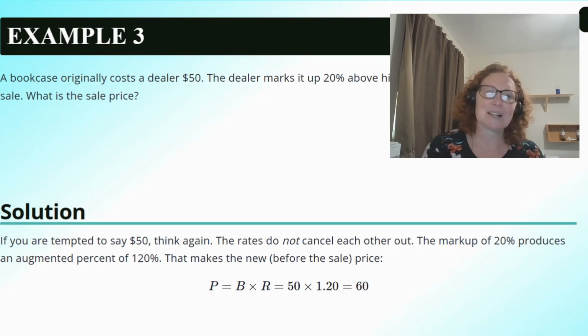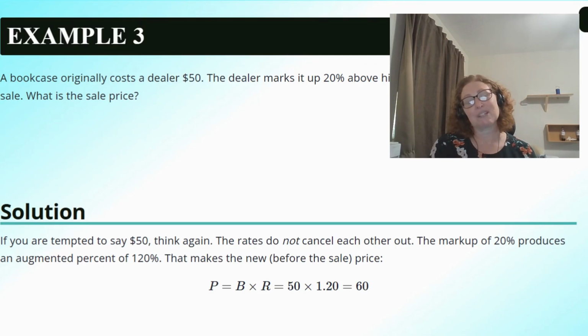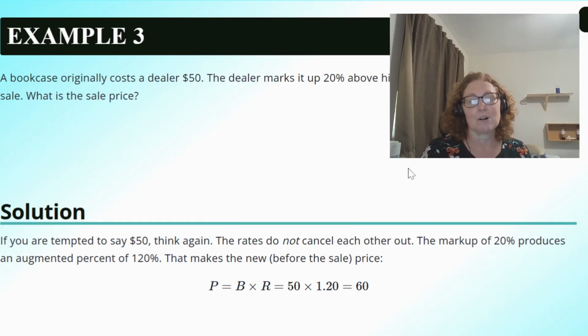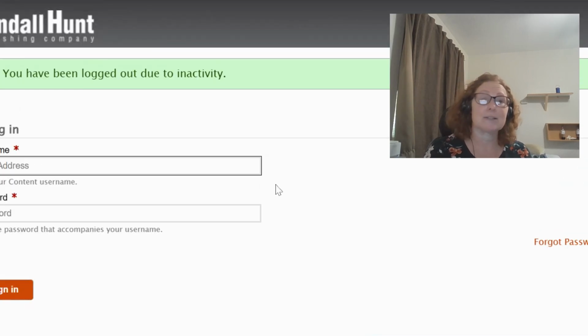A bookcase originally cost a dealer $50. The dealer marks it up 20% above his cost and later reduces it 20% for a sale. What is the sale price? Well, you would think that the sale price would be 50, right? Well, that's not exactly what it is.